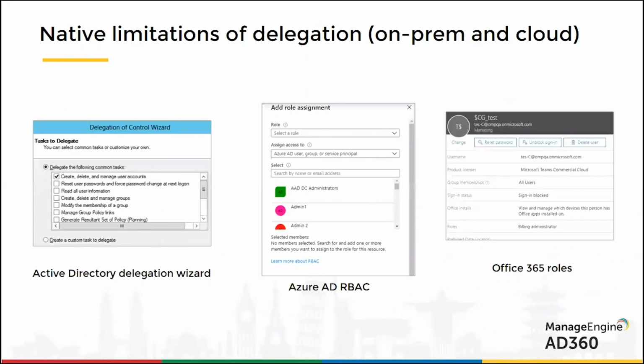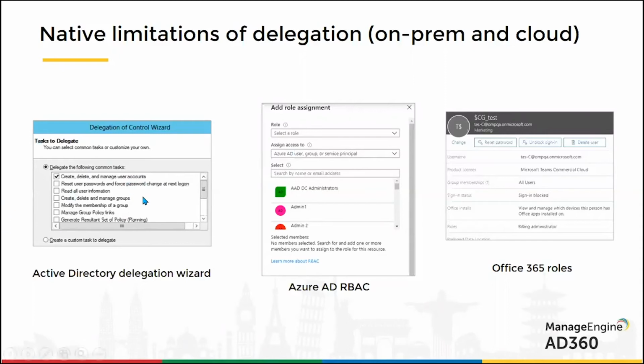Like I said, the native tools do not work so well in this case. For instance, if I have to delegate control for Active Directory and Office 365, I can't use the Active Directory delegation of control wizard, right? The Azure AD role-based access control cannot be used to delegate control on my on-premise Active Directory. And the Office 365 roles cannot be used to delegate controls in either of the environments either, right?